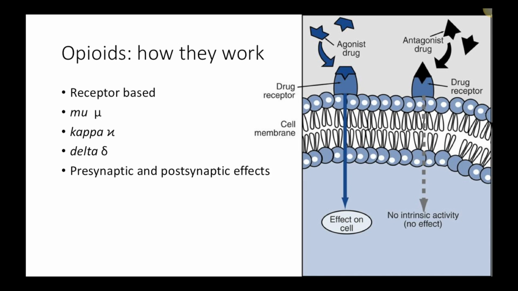So opioids have presynaptic and postsynaptic effects. Presynaptic, they prevent the release of the neurotransmitter. And postsynaptic, they create an inhibitory effect, so as to prevent more of those pain receptors from depolarizing.